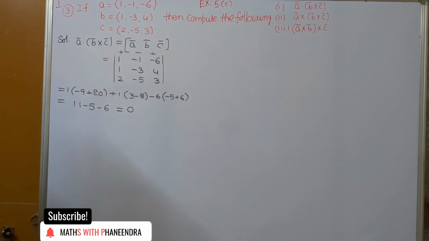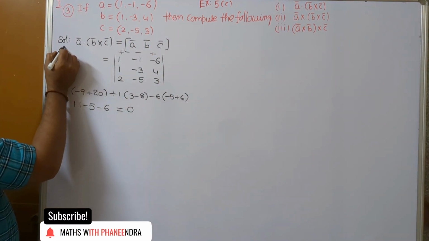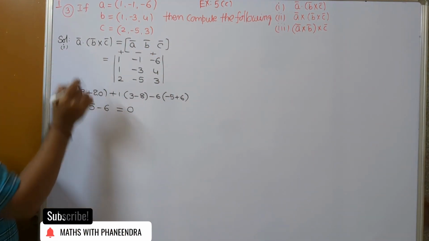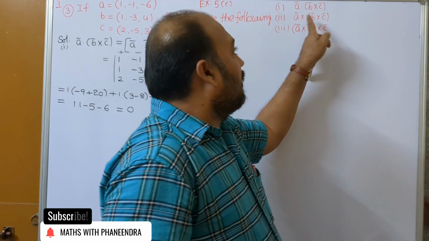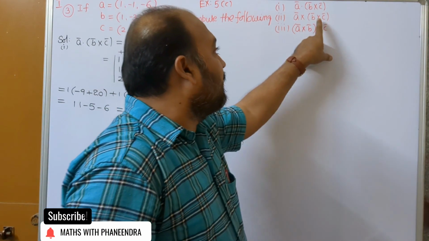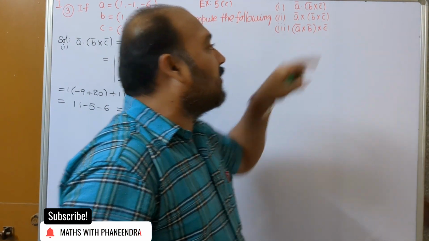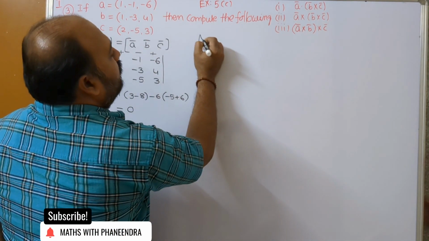So the box of the first question here, A bar dot B bar cross C bar, that answer is equal to 0. Now come to A bar cross B bar cross C bar. First I will calculate A bar cross B bar, after that B bar cross C bar. Next the remaining I will calculate.